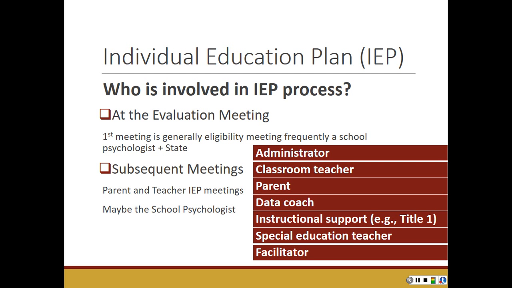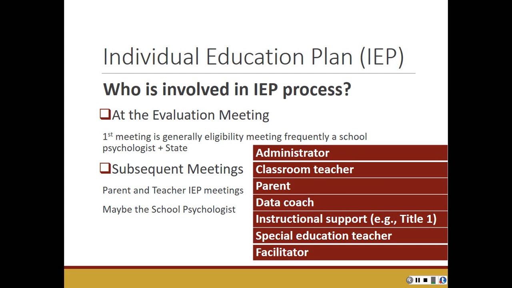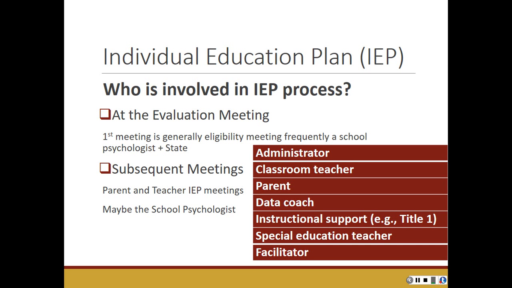And that is also where you have the psychologist and the state representative there, and generally an administrator, maybe the special education teacher if they're available. Sometimes at that first meeting they may not be available, and then you the instructor are there, and also the parents are there. Surprise, surprise. And if the student is 16 years old, they are expected to be at this meeting as well.